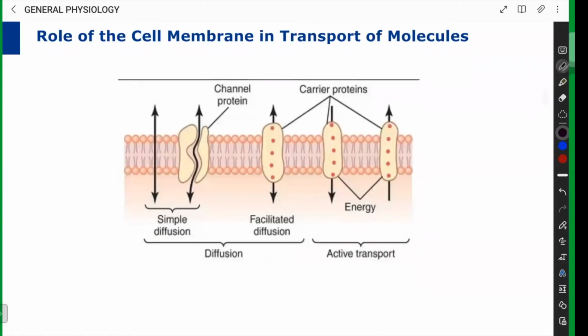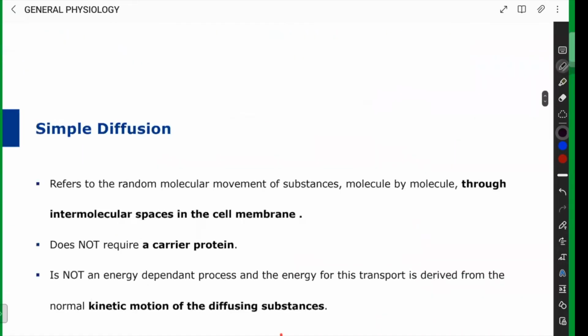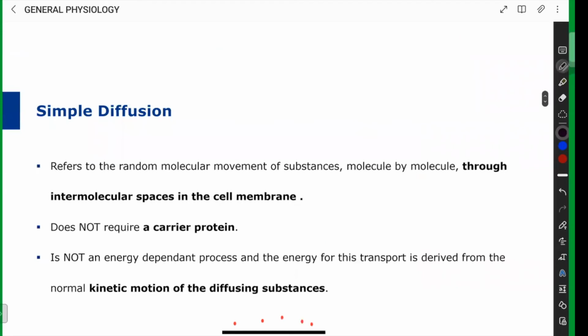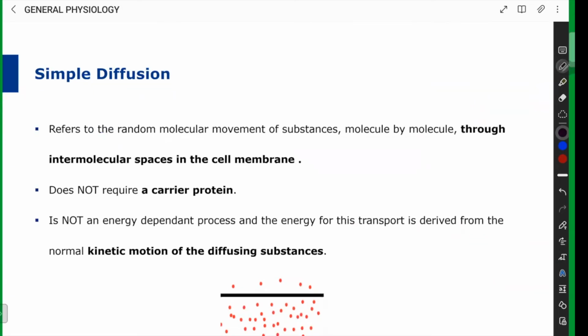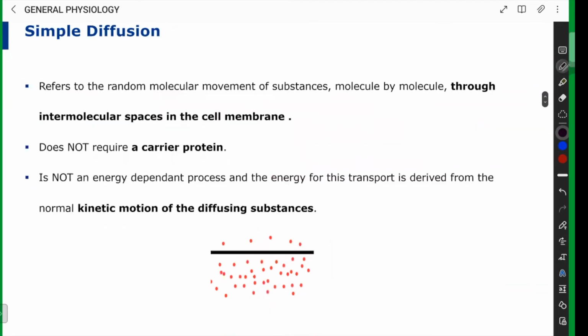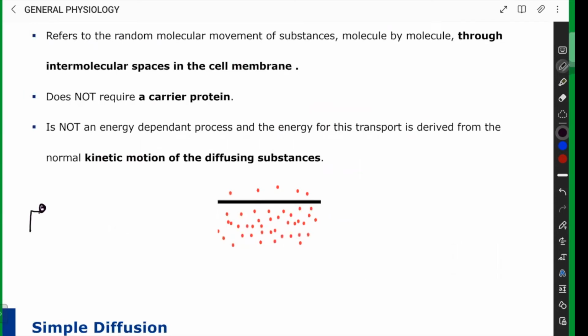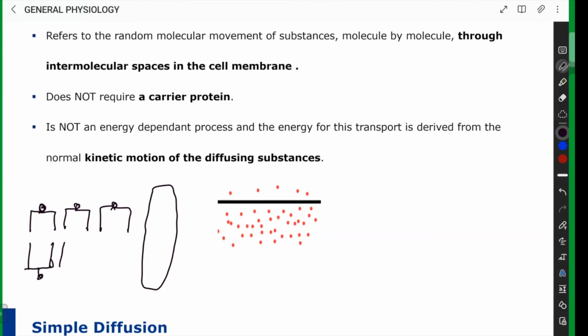Now we are going to move towards what a simple diffusion is. It refers to the random molecular movement of substances through intermolecular space in the cell membrane. I already told you there are phospholipids. For example, here you are going to have a phospholipid, then a membrane, then another phospholipid. So when a substance enters between the two phospholipids, that is called simple diffusion.